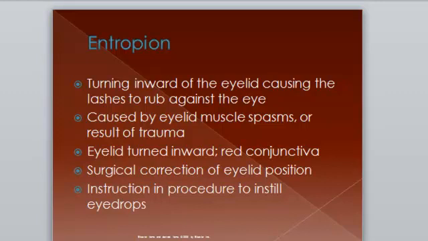Eyelid turned in usually will cause that red conjunctiva, and usually what happens with this is they have to do surgery because the patient always feels like there's something in their eye. Pain and tears can also be present. The eyelid is of course turned inward. Corneal abrasions can happen, which can result from entropion. Usually the surgical correction helps this.